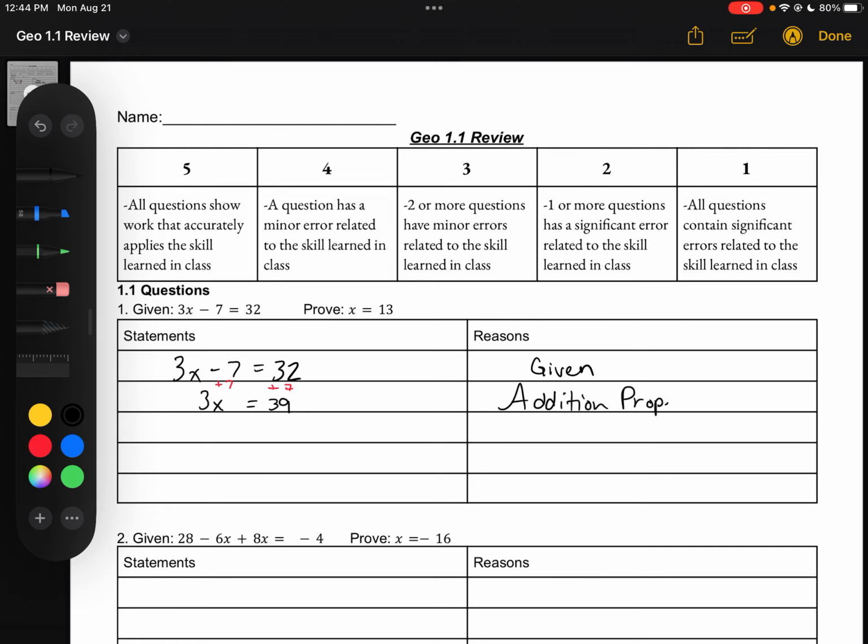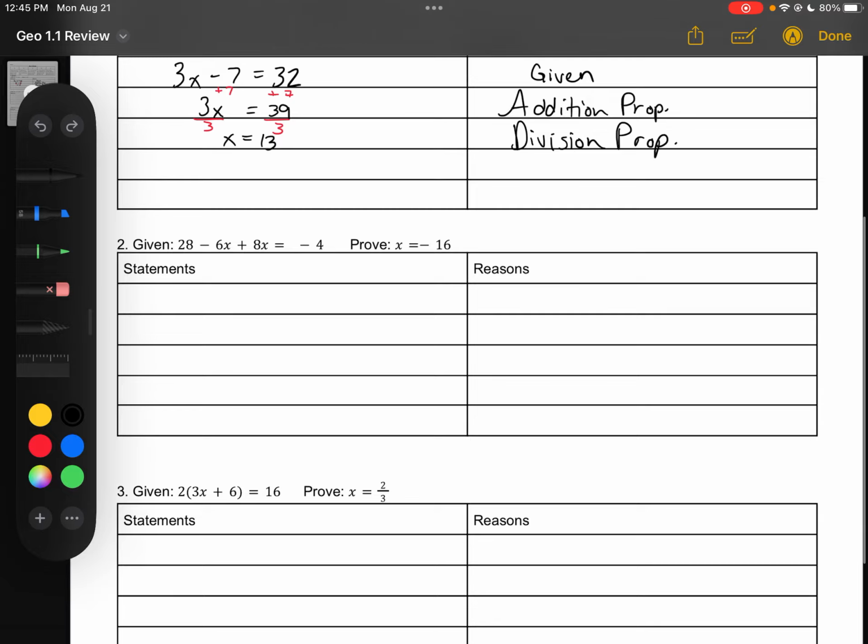From here, we have 3x. We want to get x by itself, so we are going to split it into 3 equal parts. So we're going to be dividing by 3, so that leaves us with just x and just 13. So that is going to be the division property. So we wanted to prove that x equals 13. We got to x equals 13, so we have successfully completed the first proof.